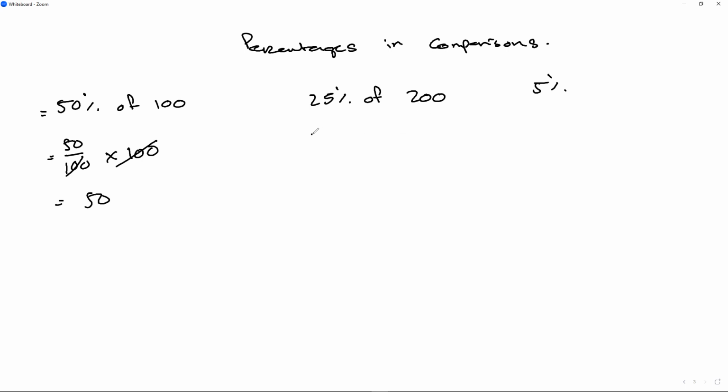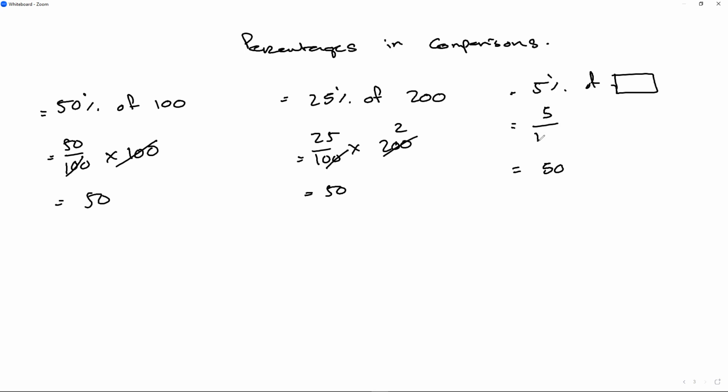25% of 200 will be 25 over 100 multiplied by 200. It goes into there 2 times, and that also comes to 50. Now, what would 5% of... what number should 5% be of to get to the same answer of 50? What will that be? And how do we calculate that?